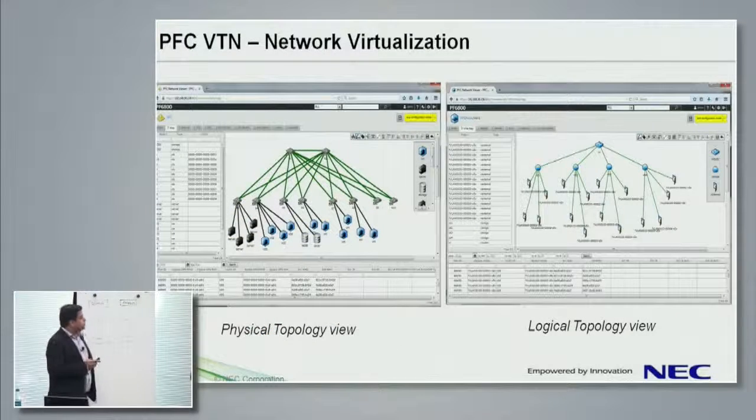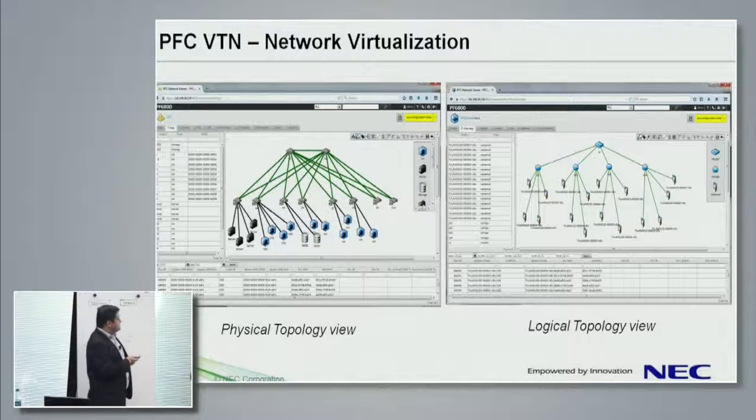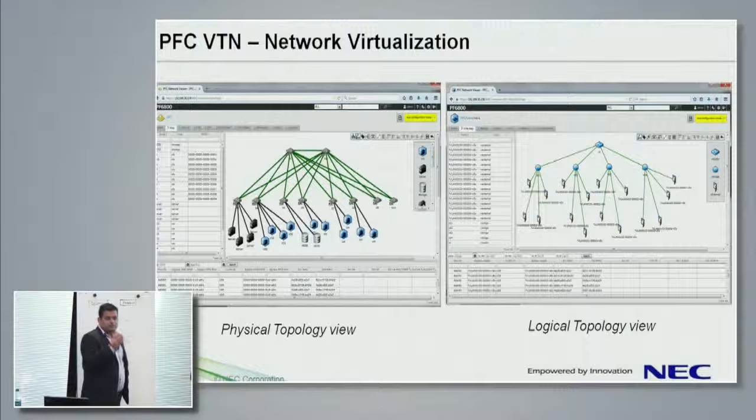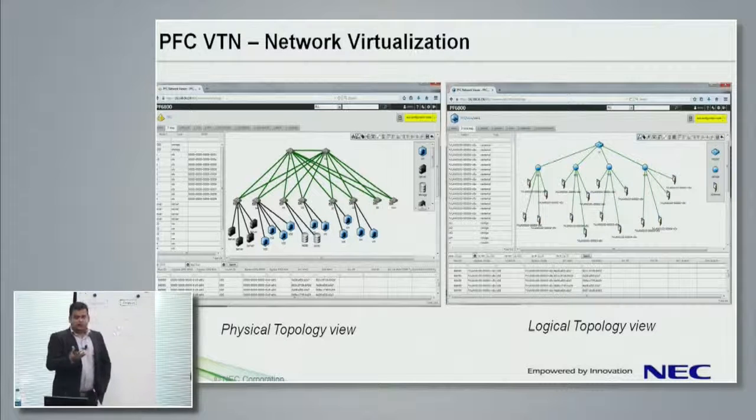And the last thing I wanted to highlight out of the controller is a new UI. You'll be seeing that in a live demo. This particular screenshot shows you the power of the PFC controller with the capability of VTNs. VTN is our network virtualization solution, where you can see the physical topology and track your flows on a physical network, but it also allows you to now view the entire topology in a logical fashion, which is what our VTN capability is.